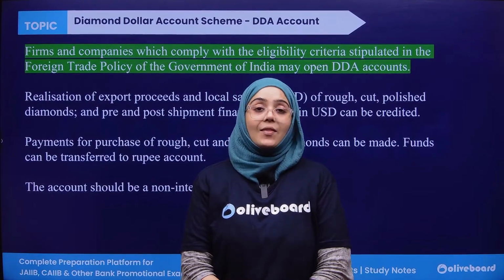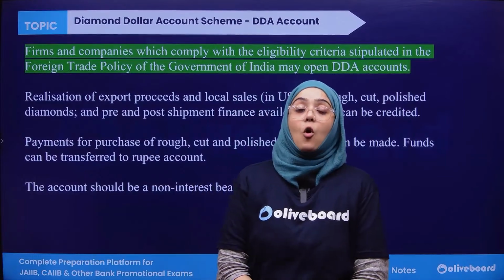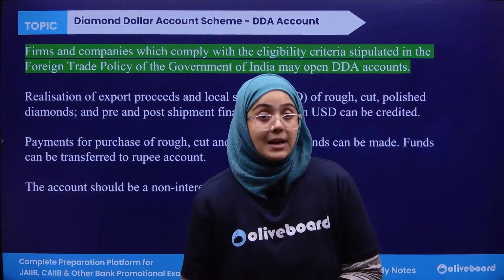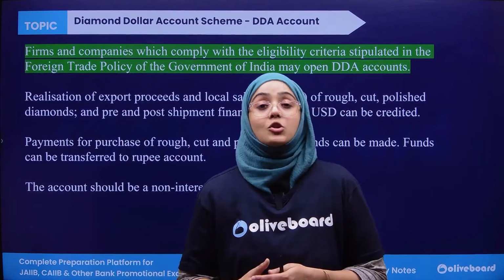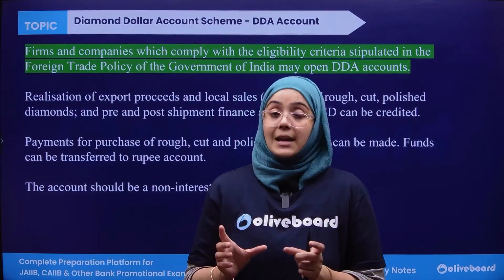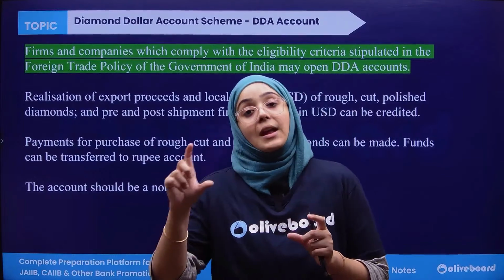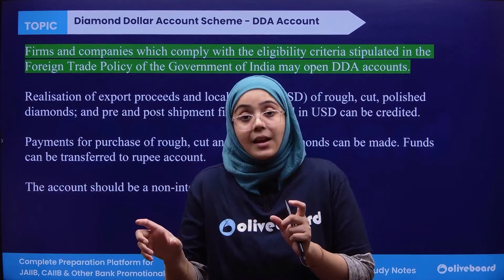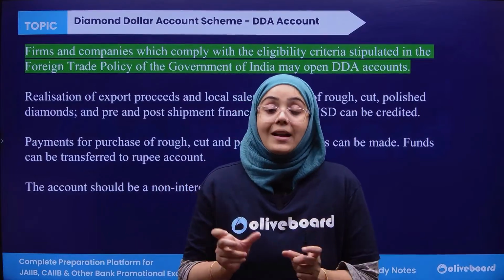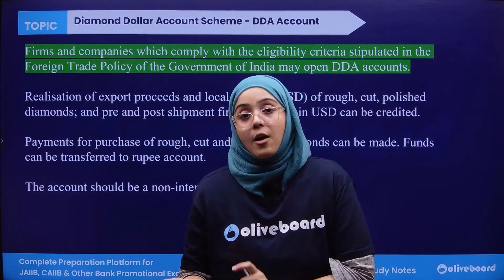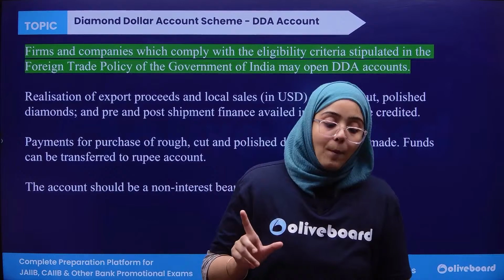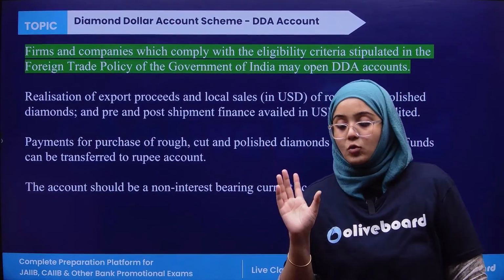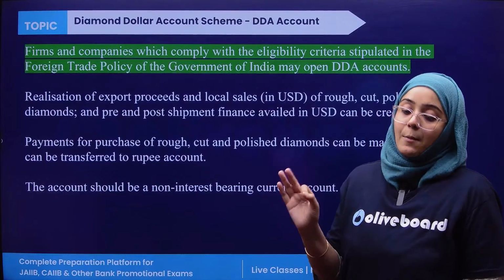Once again, I'm explaining this. If you are dealing with any type of trade related to rough, polished, or cut diamonds, precious stones, jewelry, or metals, you have been engaged in this business for the last 3 years, and your previous 3 licensing year turnover is 5 crore and above, then you are eligible to open a Diamond Dollar Account scheme, the DDA account. Clear? So this is the Diamond Dollar Account.